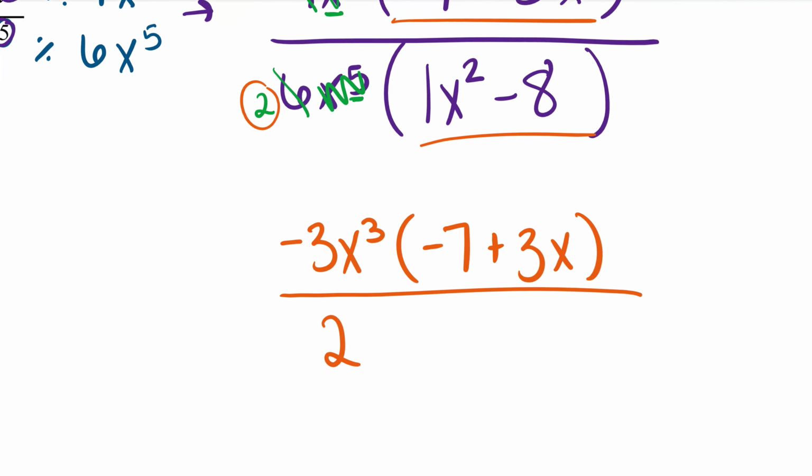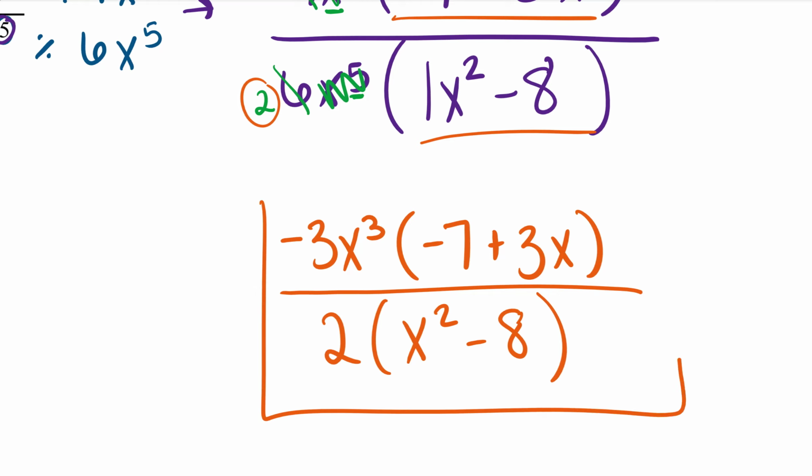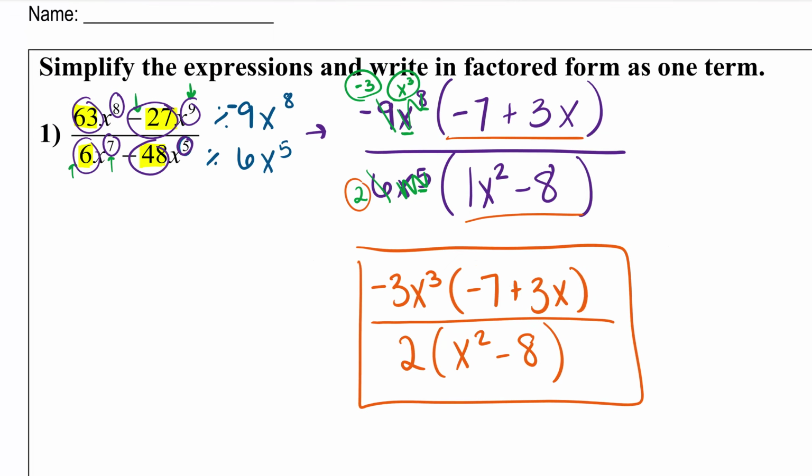And this parentheses right here, x squared minus 8. Now I don't need to write the 1. You can. It won't be wrong. Okay, I just want to leave it like that. That would be my final answer. Okay? So that is factored form, and that is one term.